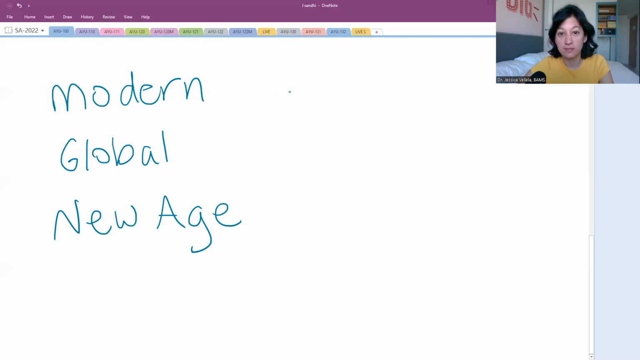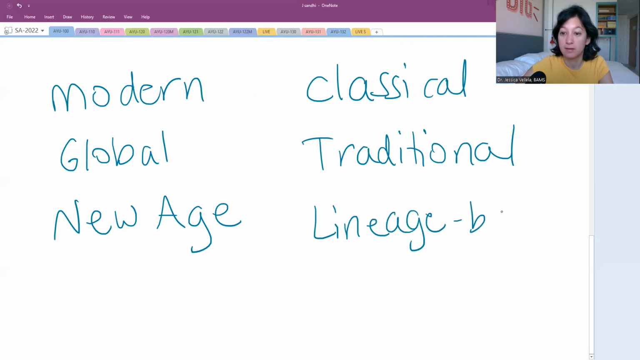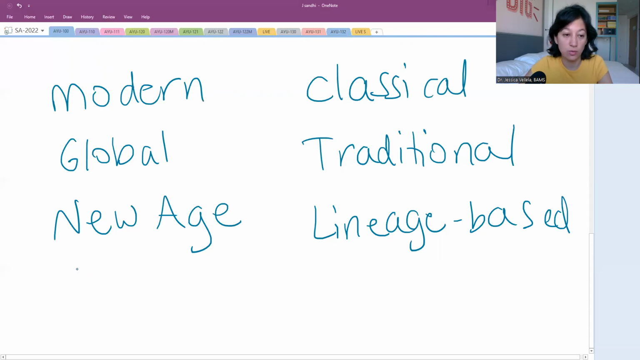In addition to this, we sometimes see words associated with Ayurveda like classical Ayurveda or traditional, or even things like lineage-based. Rarely do we see the word science directly connected to the word Ayurveda, and I honestly don't know why that is, because the word Ayurveda itself means science. But there's been quite a lot of controversy, let's say, a lot of variability in this practice. So there's no one single standard necessarily.